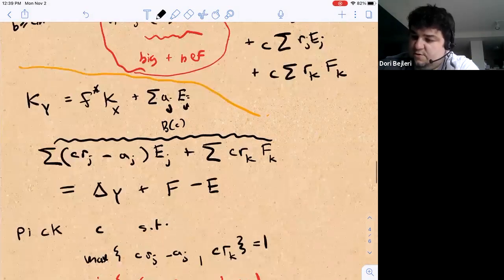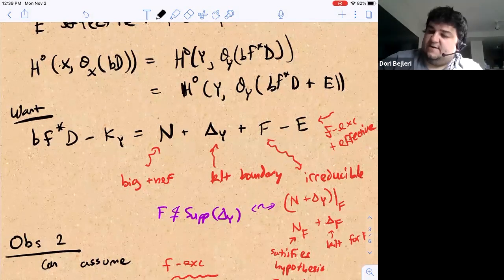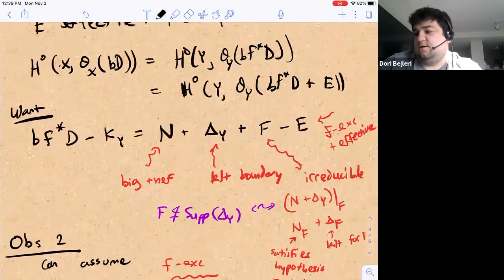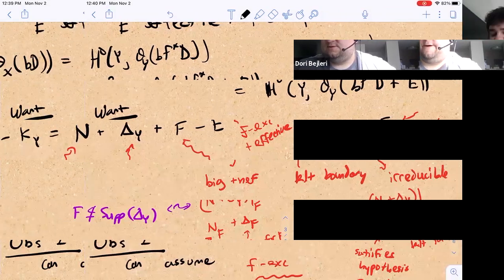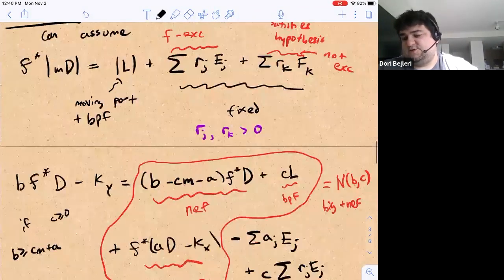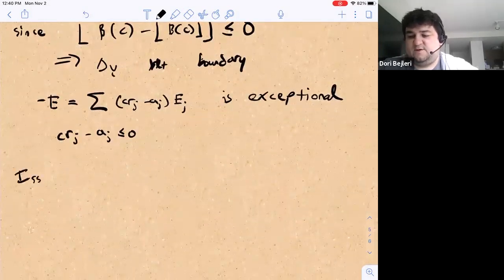And so we've written the whole thing as a big NF divisor plus our KLT boundary plus our integral divisor minus an f exceptional. There's an issue here. Well, there's really two issues. So issue 1, and they're both kind of fixed in the same way.